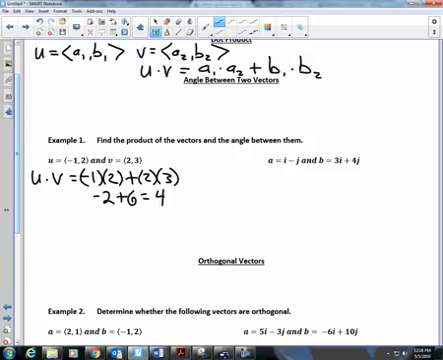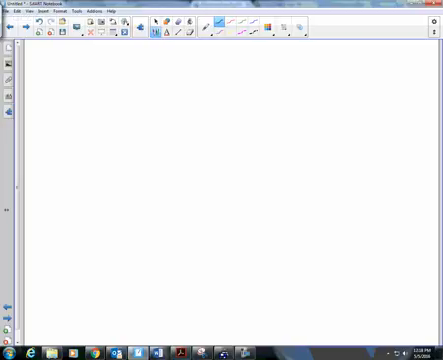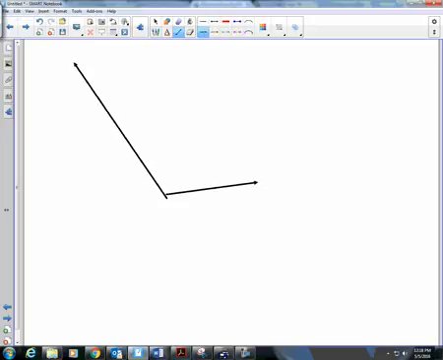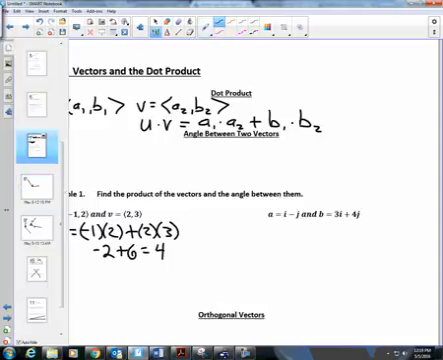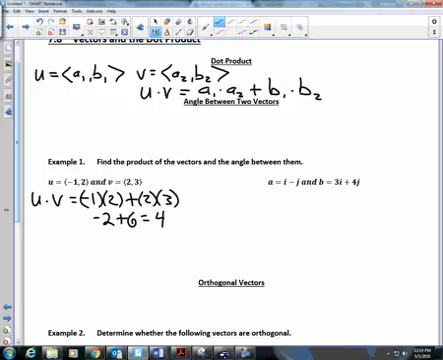The angle between the two vectors: suppose we have two vectors that look like this. We'll have vector 1, we'll have vector 2, and we want to be able to find the angle between them. There's a way to calculate that, and the formula is as follows. The cosine of the angle between the two vectors is equal to the dot product, which is u times v, divided by the magnitude of vector u times the magnitude of vector v.